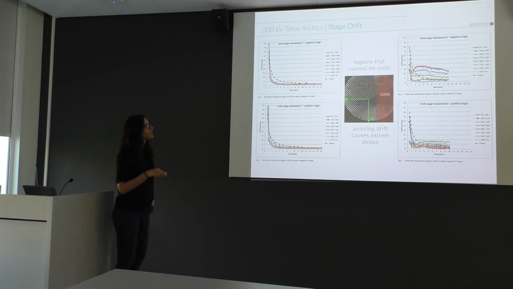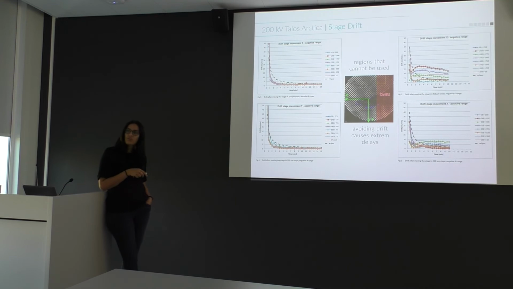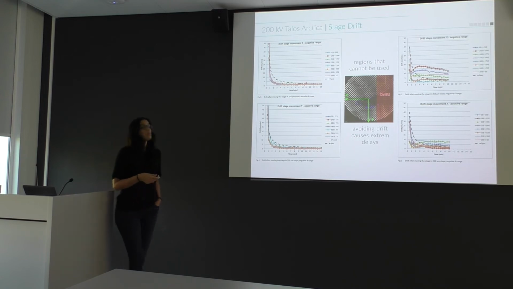So it's not as easy as depicted here. It's not that you have just one bad region and the rest is perfect. It's not that simple. There is a region which is a little bit worse, but it's really about from where you move the stage and in which direction. So there are regions that cannot or should not be used, and in general, avoiding drift so that the data that you collect is of high quality can cause, or will cause, extreme delays.